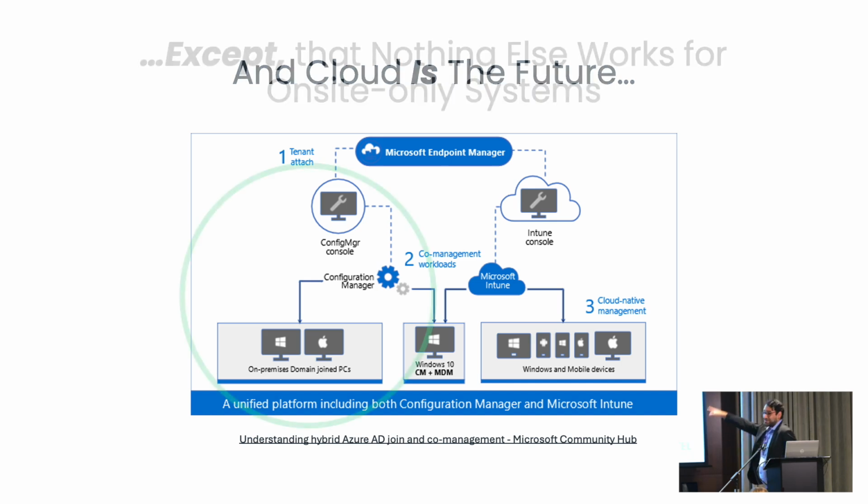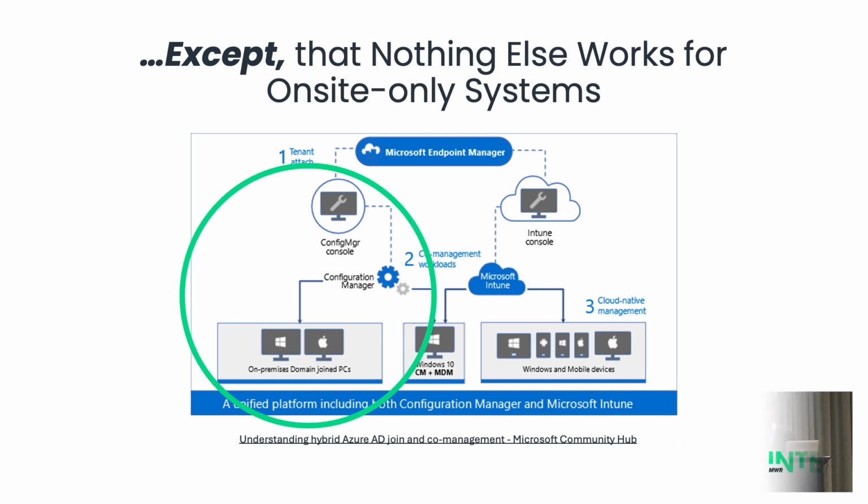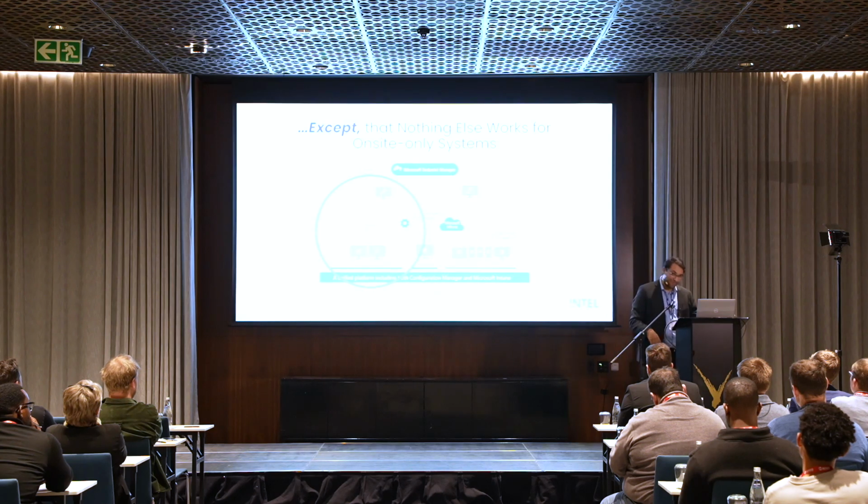except if you focus on that block on the bottom right, on my end anyway, where on-site domain machines that are only ever going to be joined to on-site Active Directory have to be managed by Configuration Manager. There is no other solution. So if we want to use Intune, we have to do something called hybrid domain joining, which is something that you can do for workstations, but you can't do for servers.